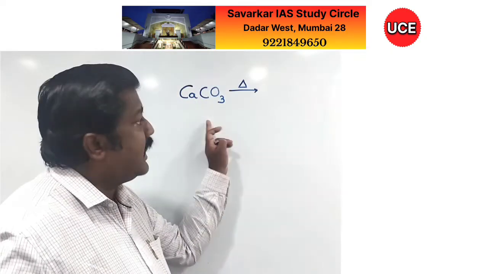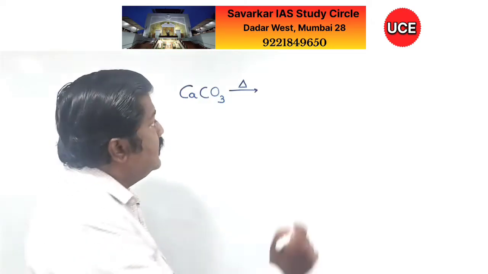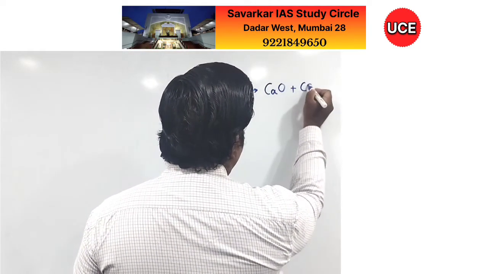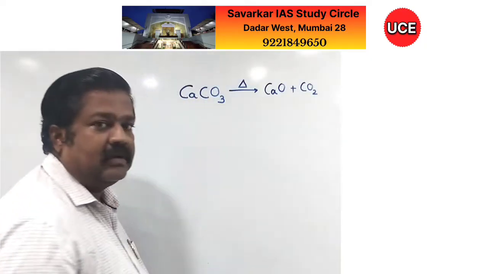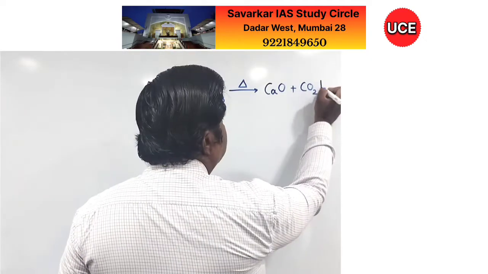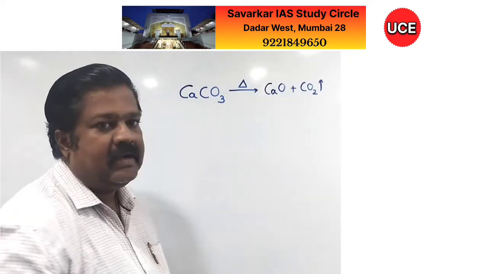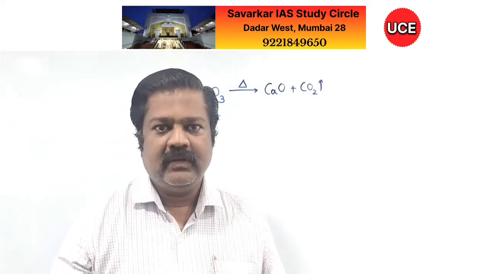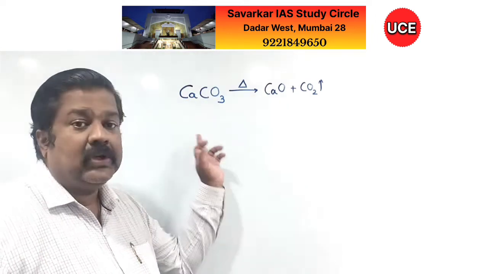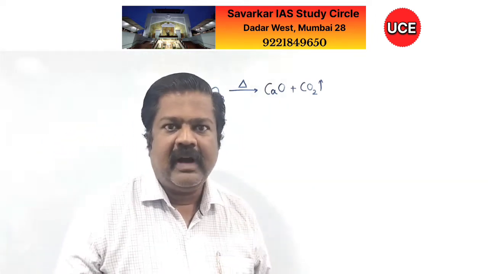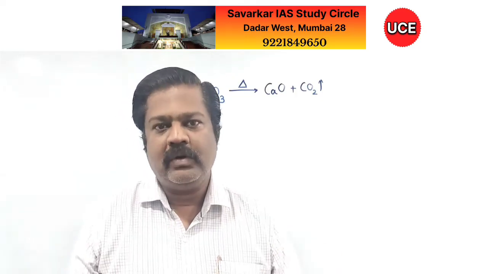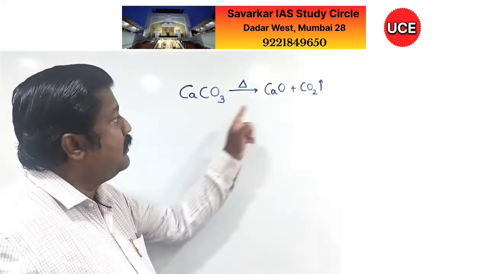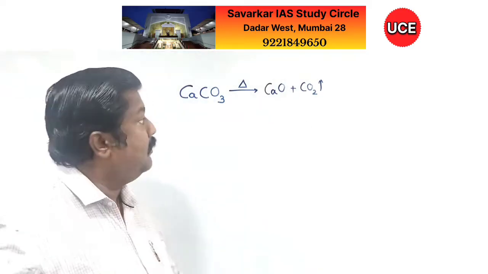So I am heating calcium carbonate strongly. I will get here calcium oxide plus carbon dioxide. In front of carbon dioxide I have to put an upward arrow, indicating this is a gas. So this is called thermal decomposition. Why thermal? Because we are heating and then the substances are getting decomposed. So this decomposition is called thermal decomposition.